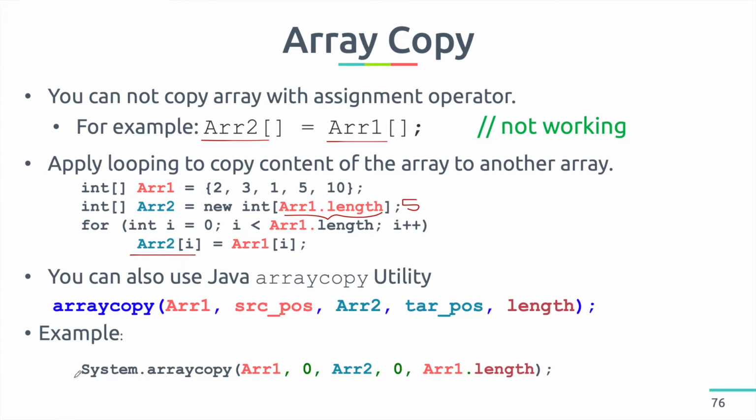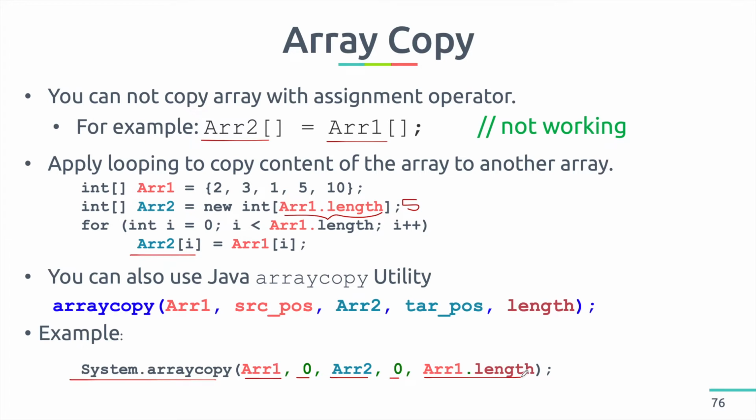Another option is that in Java we can use an array copy utility, which is a method that we can use. It is in the System class. So whenever we need to write it, we'll write System.arraycopy, and then the first argument will be the first array, the second argument is the source position, and then the second array, the destination or the target position, and then we define the length. How many elements of the original array do we want to copy?